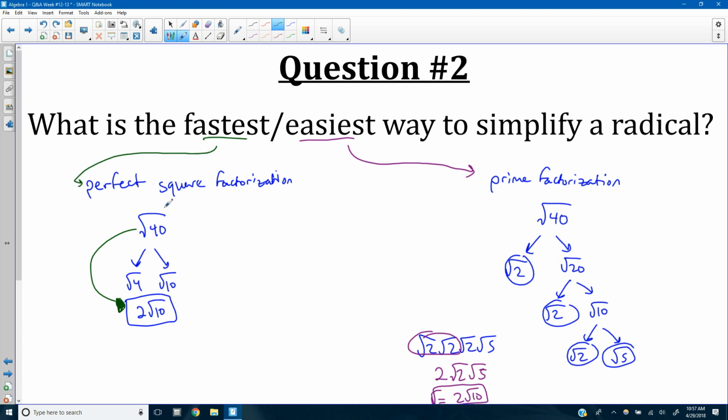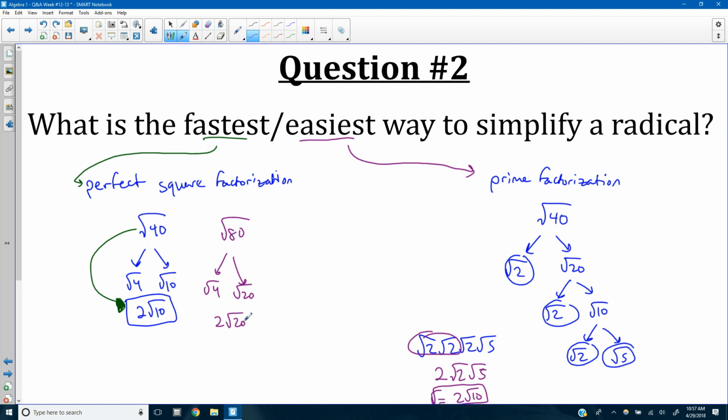The times when it gets harder, though, is when in perfect square factorization, there's more than one perfect square factor. So we just saw the square root of 40. How about something like the square root of 80? Well, the square root of 80, I can divide this one by 4 as well. And I get root 4 times root 20. And then root 4 is 2, so you get 2 root 20.